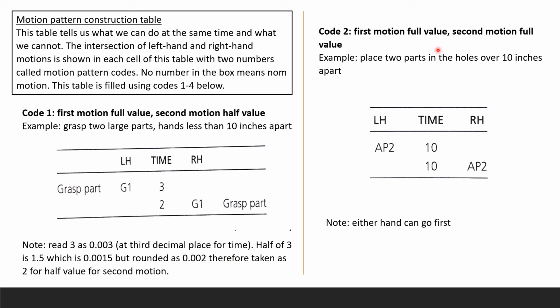The first motion, full value. Second motion, full value for code 2. So for example, place 2 parts in the holes over 10 inches apart. Okay, left hand and then right hand. Alignment position 2 units. This time we're not dividing that by 2, okay, because we're taking the full value for your second motion. So either hand can go first. You can start with right hand or you can start with your left hand.